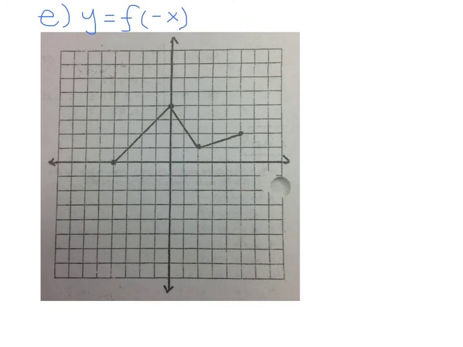E says y equals f of negative x. The negative is inside the parentheses, which means you reflect it across your y-axis. So now we count the distance between our points and the y-axis. So this distance is a distance of 1, 2, 3, 4. So I go to the right 1, 2, 3, 4.